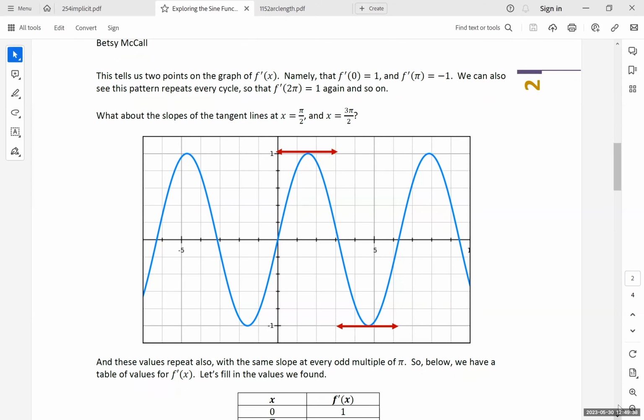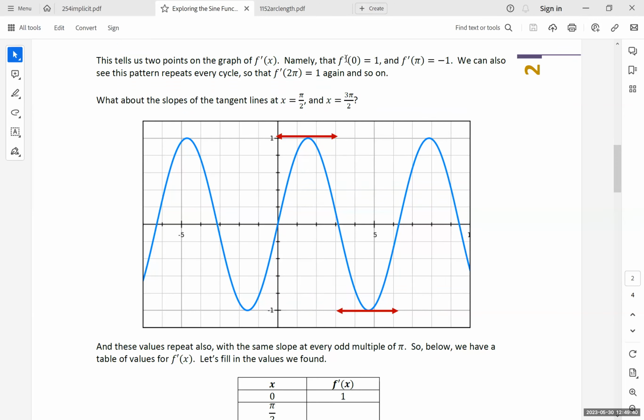So we have 2 points that we can plot. F prime of 0 is equal to 1, and F prime of pi is equal to -1. And of course, we know that sine cycles, so that sine of 2 pi is the same as sine of 0, and sine of 3 pi is the same as the sine of pi. And so we have these points now where we have 1s and -1s for our derivatives in this periodic cycle.